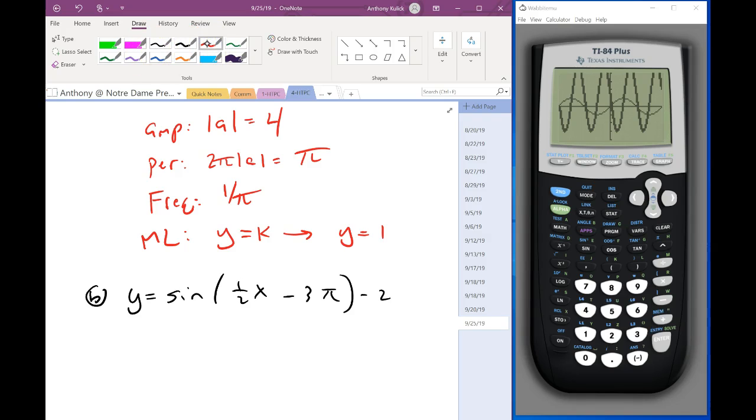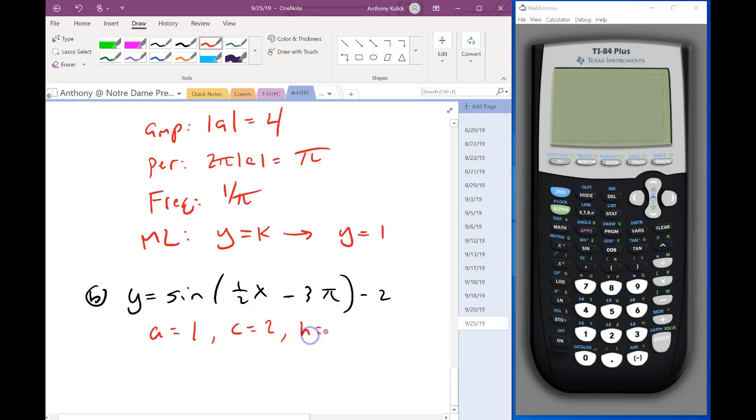All right, so let's say we got this sine of 1/2 x minus 3 pi, minus 2. What's my value for a? 1. What's my value for c? 1/2. What's my value for h? Not 3 pi.